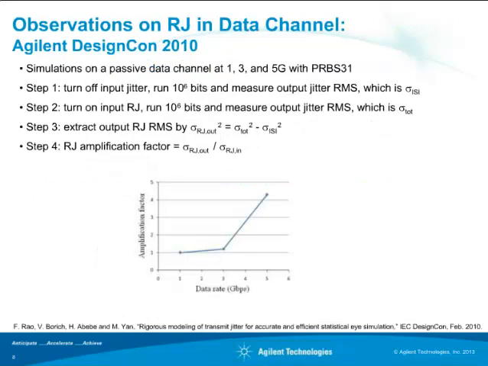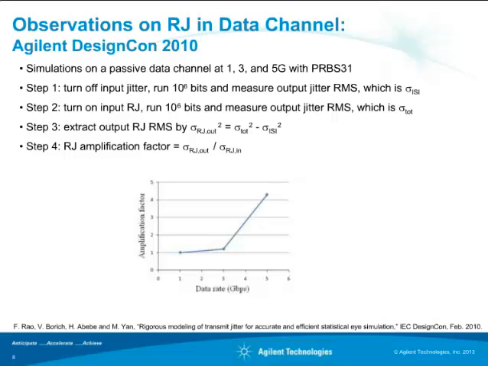In 2010, DesignCon reported RJ amplification in a data channel. What the authors did is they simulated a passive data channel at 1, 3, and 5 gig data rates with PRBS 31 patterns, and in each simulation, a million bits were run through the channel. First, the input jitter is turned off, 1 million bits are simulated, and the jitter is measured at the channel output. That gives us the ISI jitter.